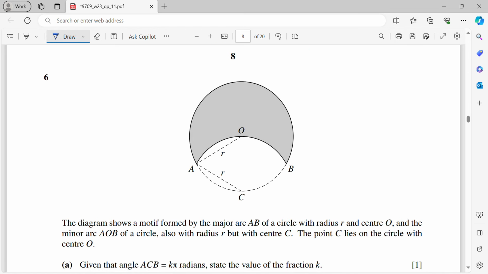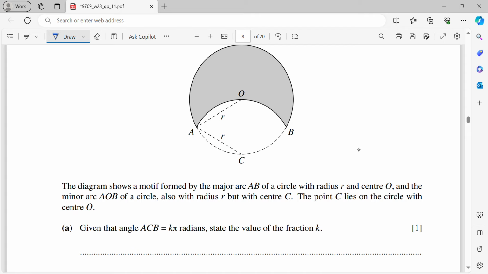Okay, now for question number 6. The diagram shows a motif formed by a major arc AB of a circle with radius R and center O. And the minor arc AOB, so here is the AOB, okay, of a circle with radius R but with center C.